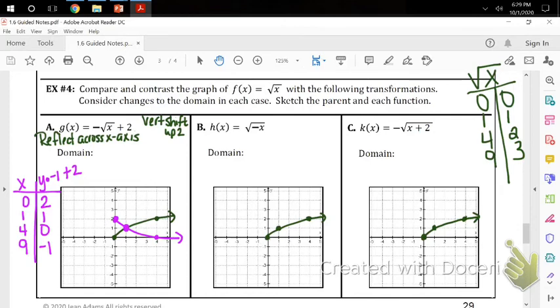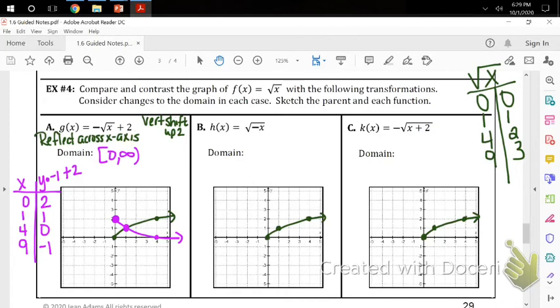And then check it. Did it reflect across the x-axis? Yes. And did it shift up 2? Well, that endpoint there shifted up 2. Now, what about my domain? Well, we can see it starts here at that endpoint when x is 0, and then it's going to the right to positive infinity. So it's 0 included to positive infinity.